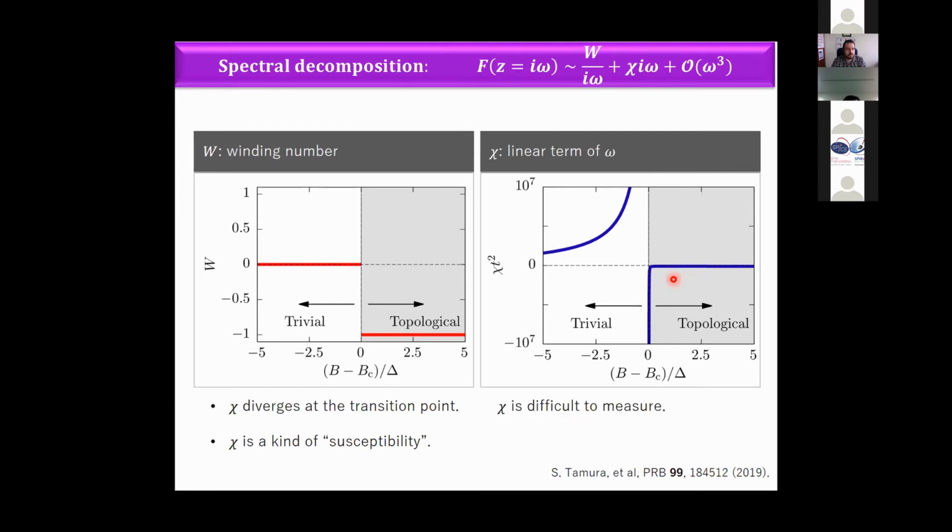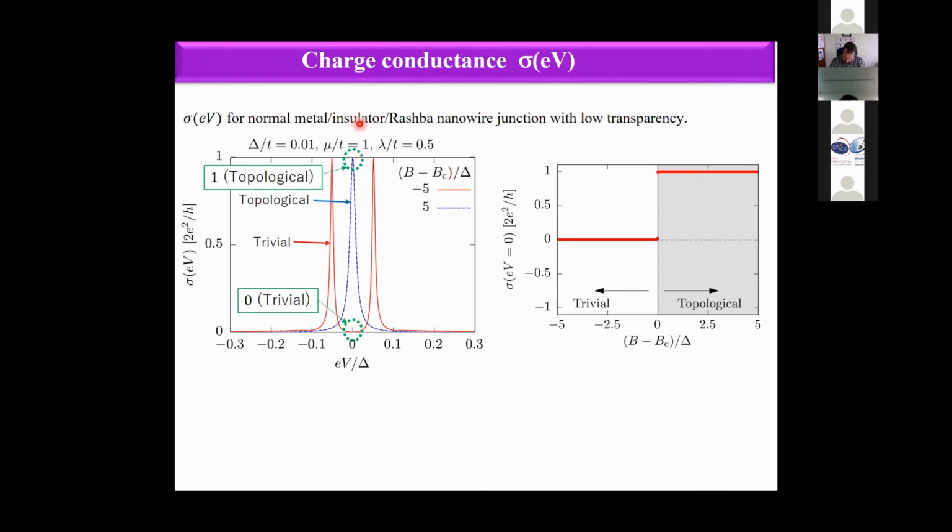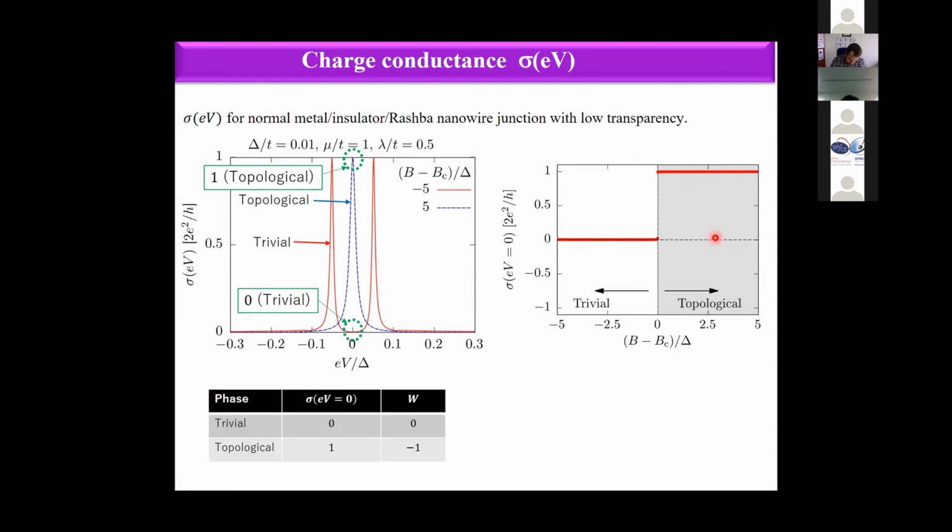So then let's go to the next one. Are there any physical quantities which behave similarly to W and chi respectively? Let's look first at the charge conductance, especially at eV equals 0. In the trivial phase, the charge conductance behaves like that, and at eV equals 0 it is almost 0. On the other hand, in the topological phase, it becomes like this. Of course, it is completely quantized. So this difference just corresponds to the difference of the winding number W, between the trivial phase and the topological phase.